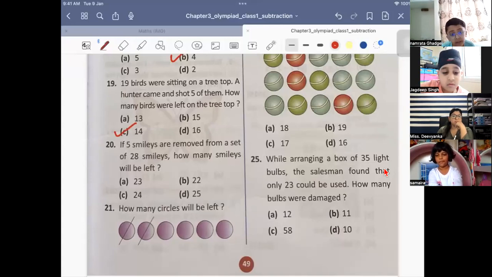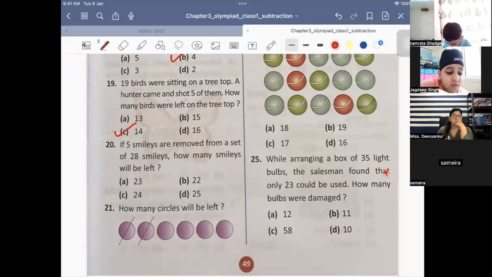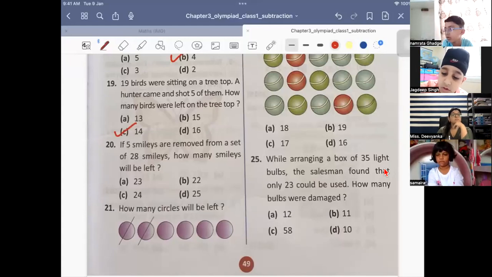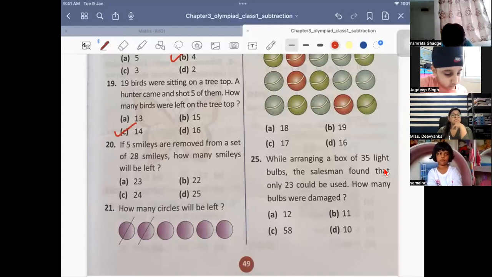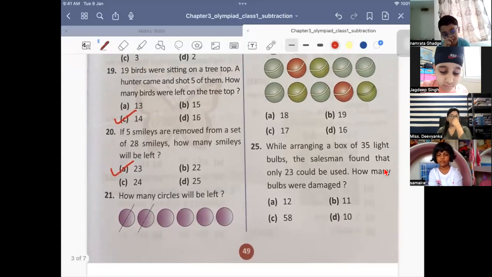Less. It means 5 went straight. Ma'am, 32. Is that correct? Look at your answer again. 23. Correct. Now, Samara, next 5 questions for you.